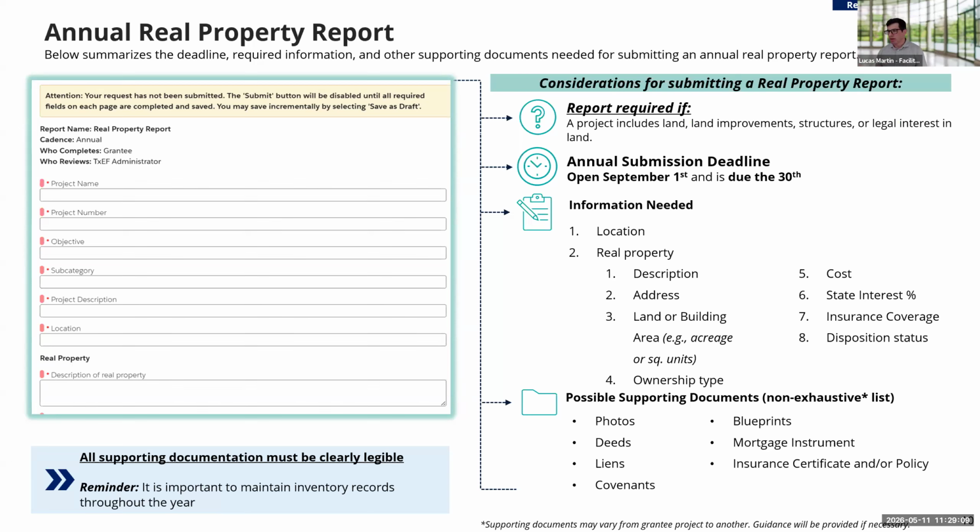Description of the real property, the address of that property, the land or building area, the ownership type of the real property, the cost of it, the state interest as a percentage, and then documentation demonstrating insurance coverage as well. And then a non-exhaustive list at the bottom where we're looking to capture photos, deeds and liens, covenants, any potential blueprints, if there's a mortgage instrument involved, as well as insurance certification, again demonstrating that you have adequate coverage.